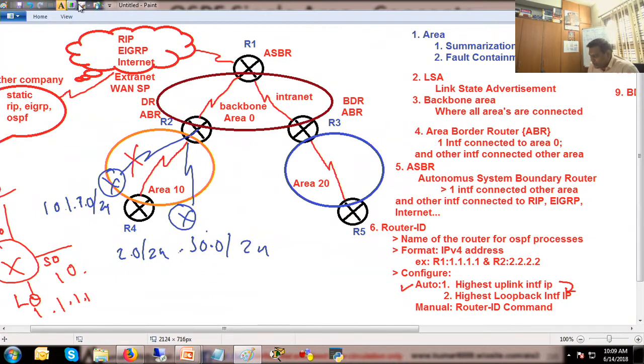Now I'll add a new router here. This new router needs the full topology details. Whom will it ask? It will ask only R2, and R2 will give. Not everyone will it ask. So DR, BDR. Understand what DR and BDR are? Next.